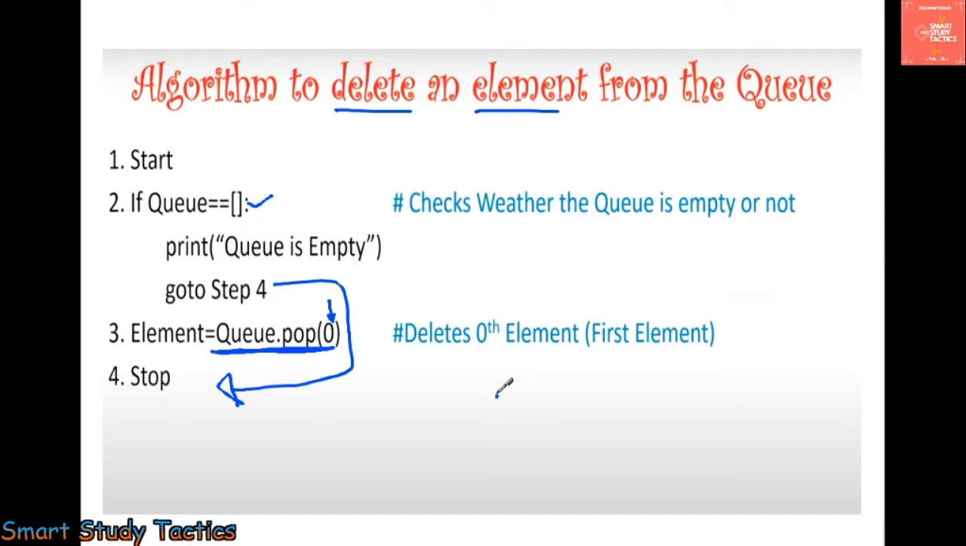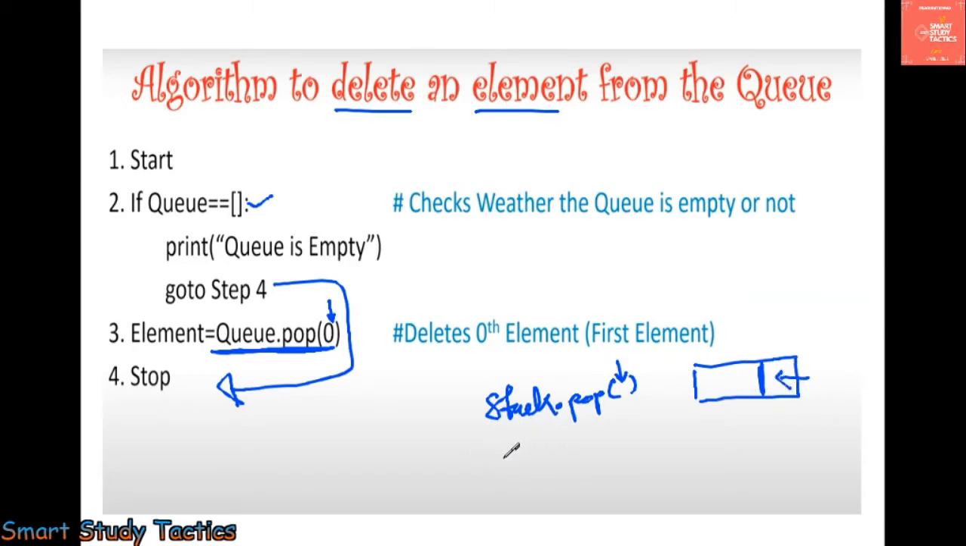In the stack, we use stack dot pop, simple. It deletes the value from the top, the topmost value. But the topmost value means it is deleting the value from the right end. From here it is deleting the value.